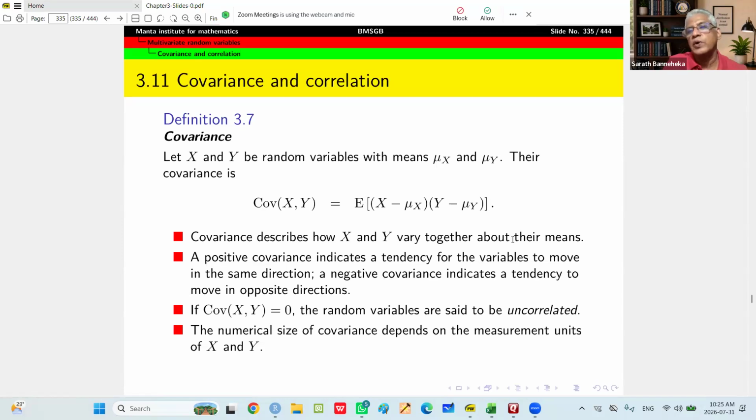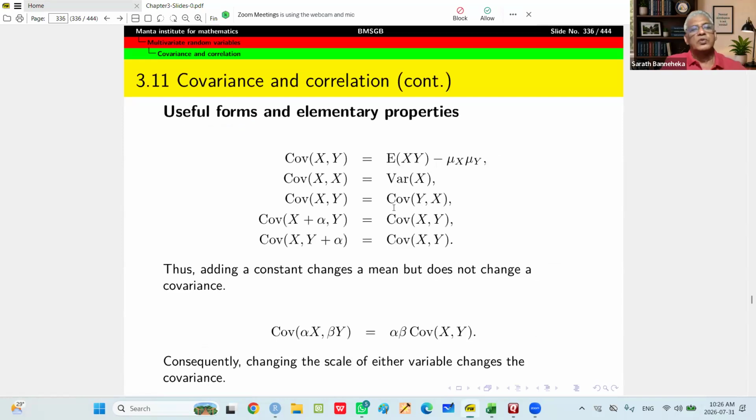So therefore, we will look at a different measure later on to measure the direction and the size of the relationship. But before that, we will look at some theoretical properties of this function called covariance. Covariance is a function of two random variables. Let's look at useful forms and elementary properties of the covariance.